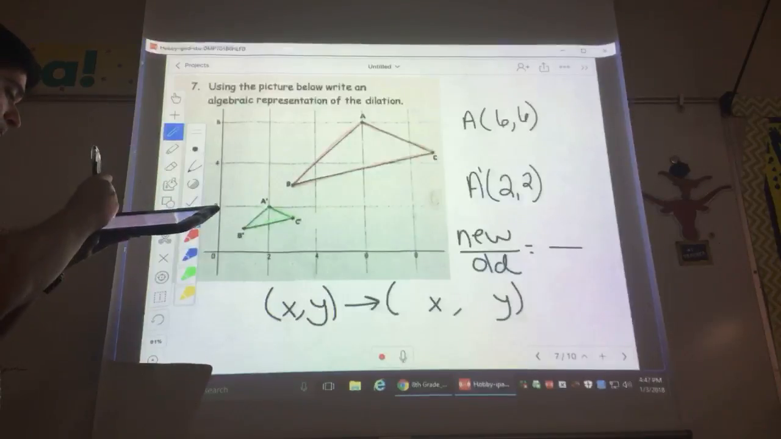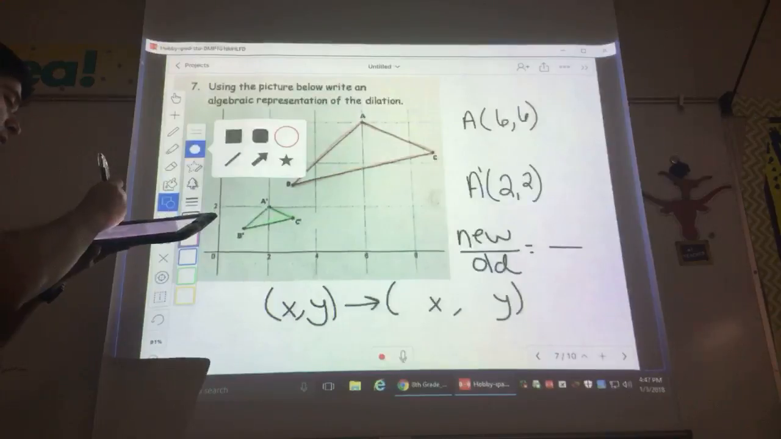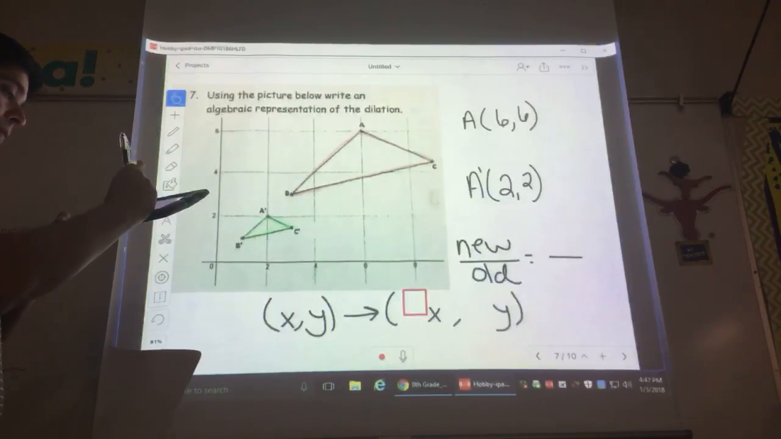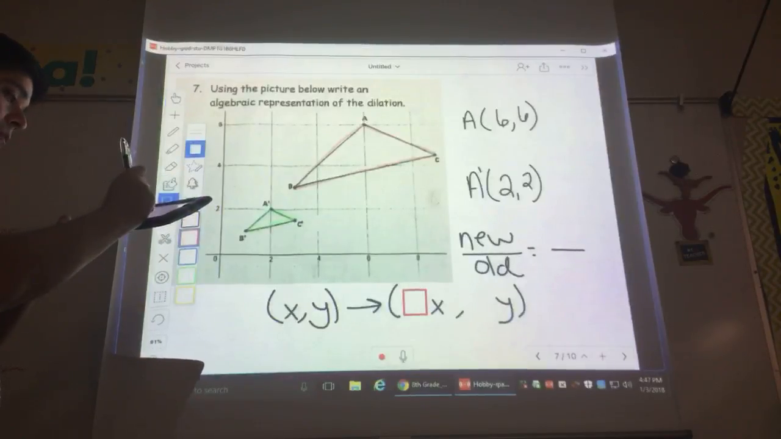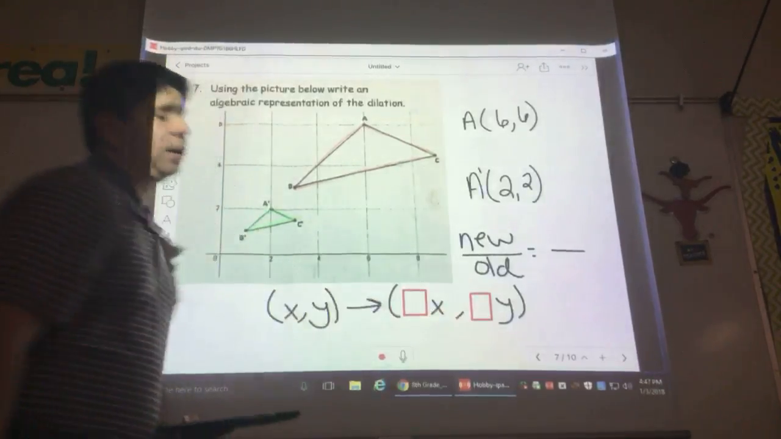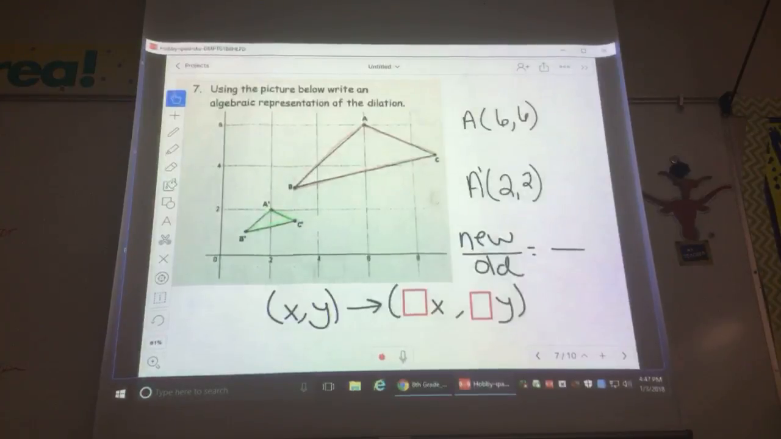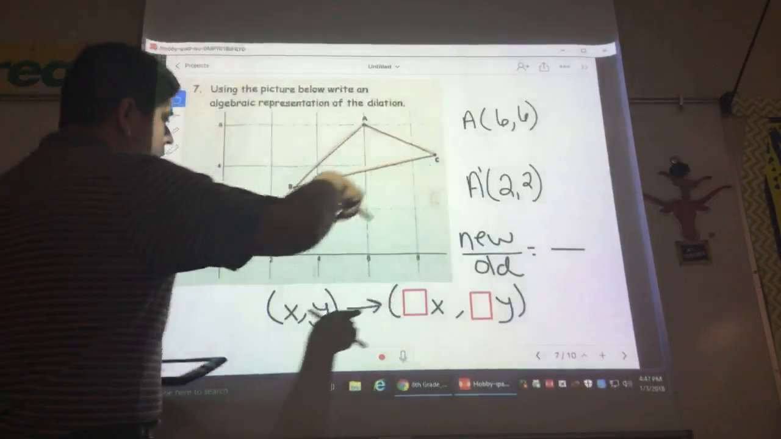You're going to have something here and something there, which is what we're doing. Algebraic representation. Okay? All right. So that's number 7. Here we go, number 8.